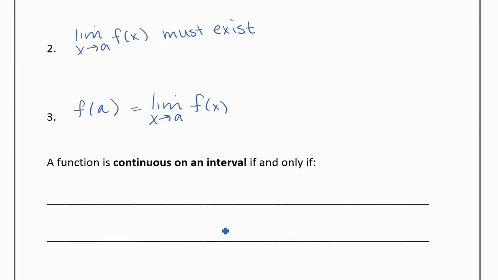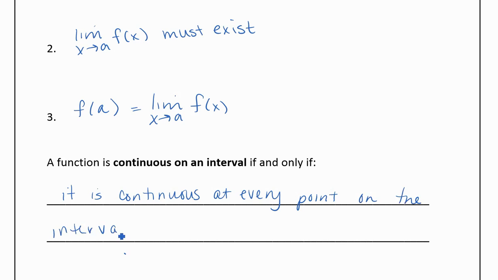We say a function is continuous on an interval if and only if it is continuous at every point on the interval. So if you say you're continuous from 5 to 7, that just means you're continuous at every point between 5 and 7.